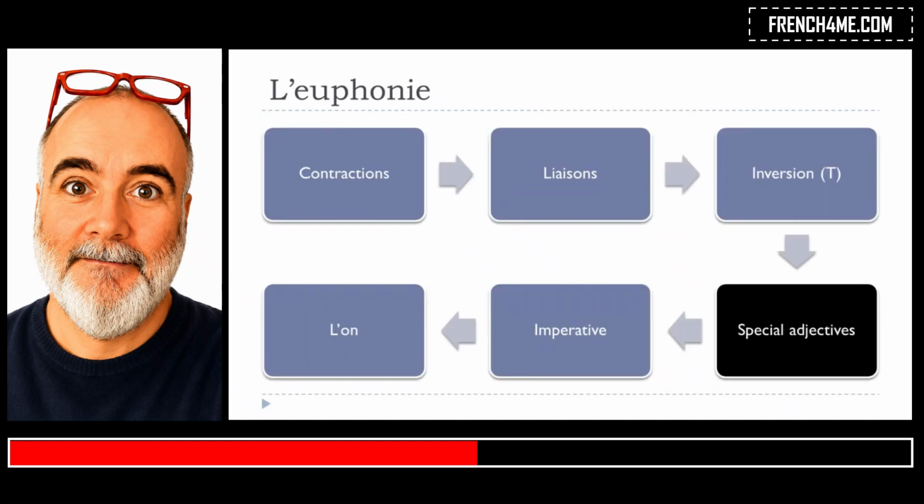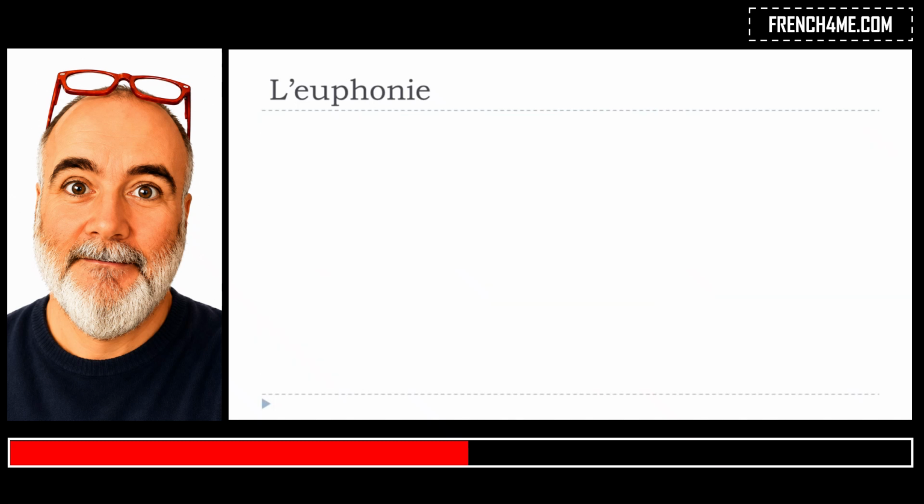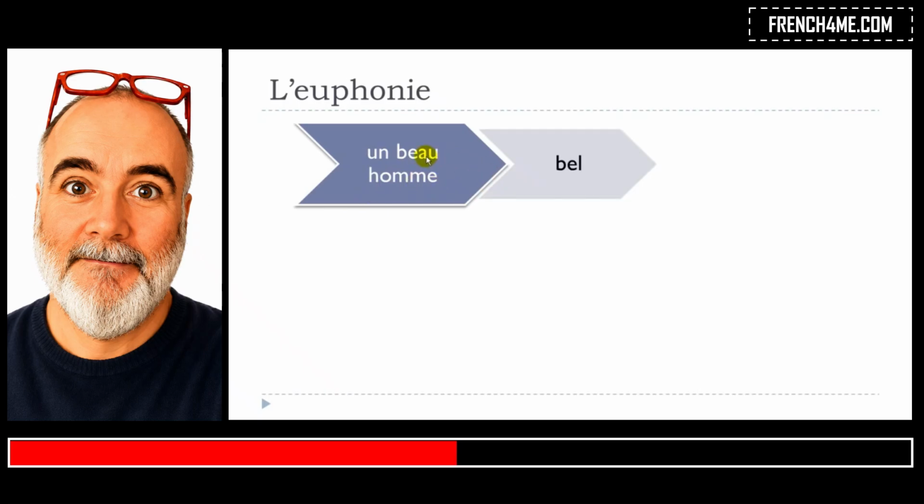Okay, so let's see now what we call les adjectifs spéciaux, special adjectives, and we're talking about only 3 adjectives. The first one is beau, beautiful, nice. Un beau homme. It's quite interesting, because in this case, beau homme, you can see that phonetically it's quite challenging to produce. So that's the reason why we will, instead of using this beau, use the second version that we have. It will be belle.